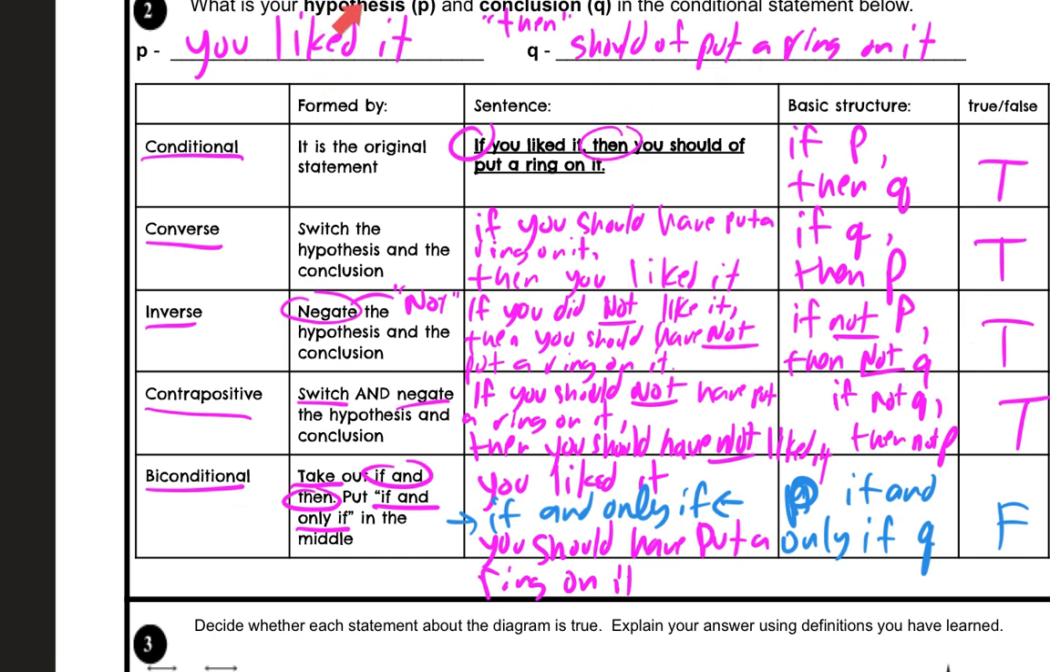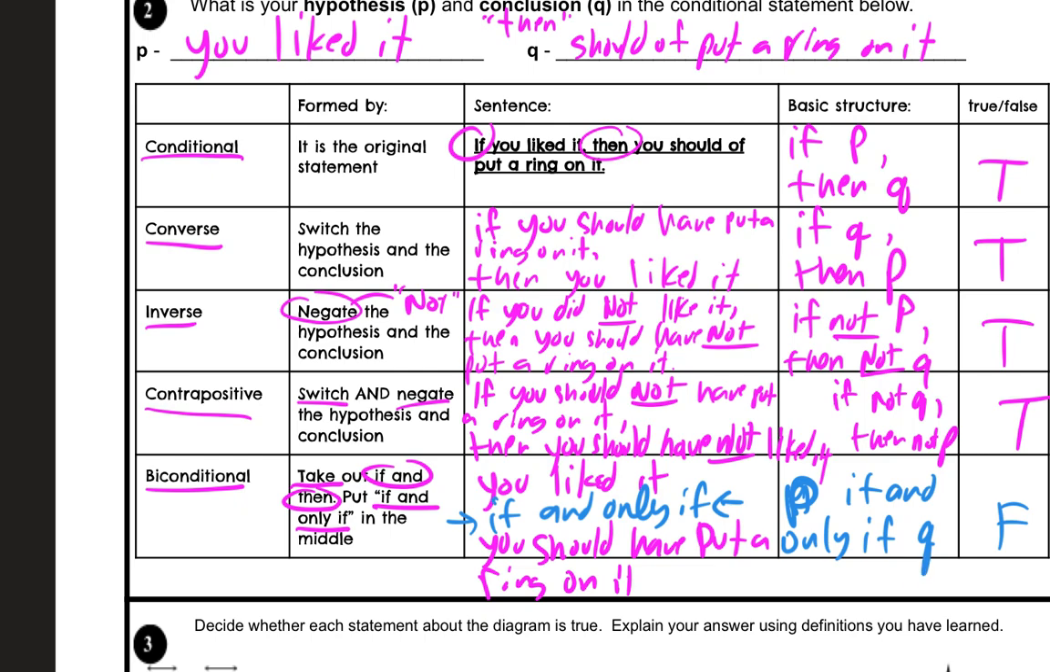what we're going to think about. Okay, hypothesis comes first with the if statement. That's going to be P. Conclusion comes after then. That's going to be Q. So conditional, you say in that order. Converse, you switch the order. Okay, if Q, then P. Inverse, you negate them in the same order. So if not P, then not Q. Contrapositive means you switch and negate. So if not Q, then not P. Biconditional, you take out if and then, and you put if and only if. So P, if and only if Q.